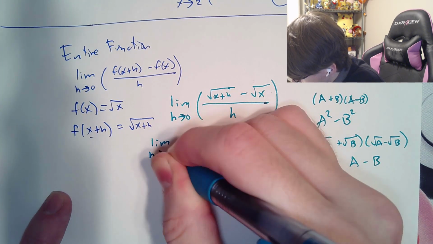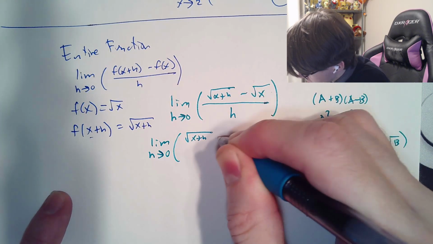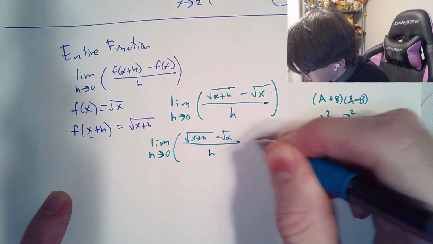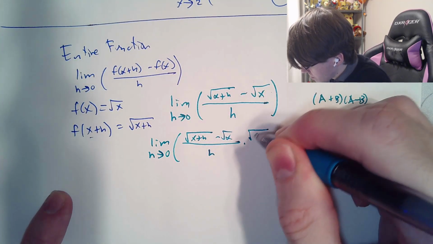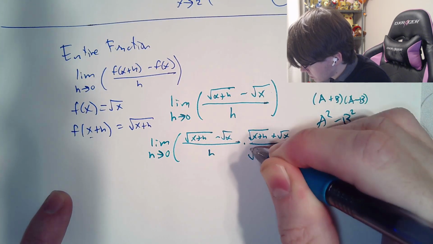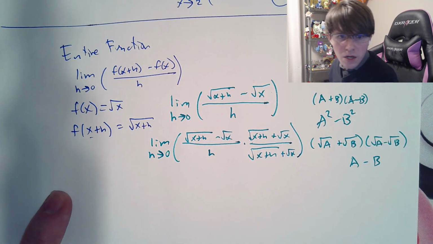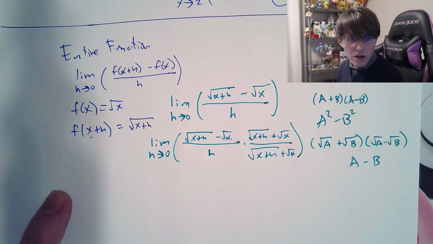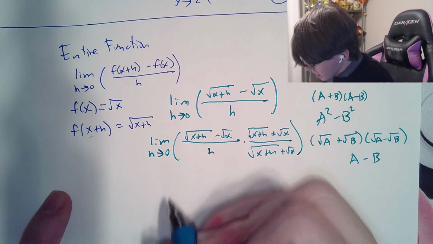We have the limit as h approaches 0 of the square root of x plus h minus the square root of x all over h, and you are multiplying it on the top and bottom by the conjugate, the square root of x plus h plus the square root of x, divided by the square root of x plus h plus the square root of x. Oof, a little bit annoying there. I apologize, my handwriting's atrocious. I'm going to try to write bigger on the next line.